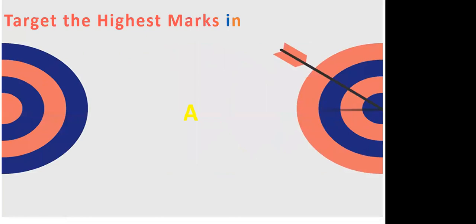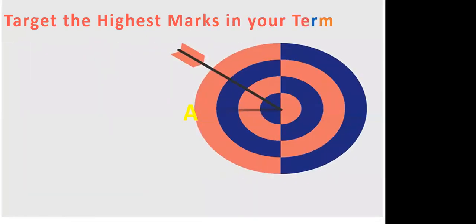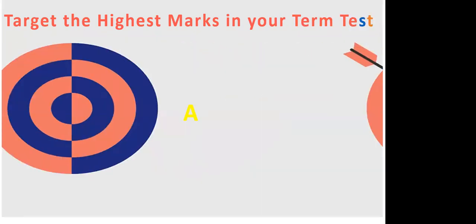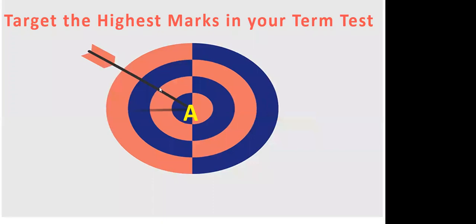Target your O level. Target A in your O level. Now your target should be highest marks in your school term test. You have to show the colors in the school. Whatever you learn here, you have to show the colors in the school.